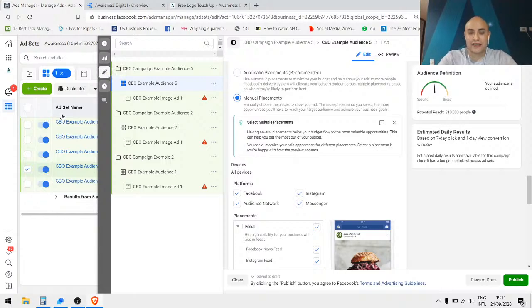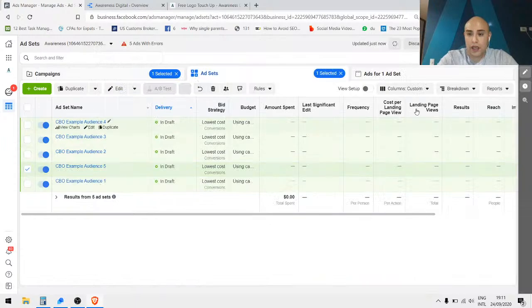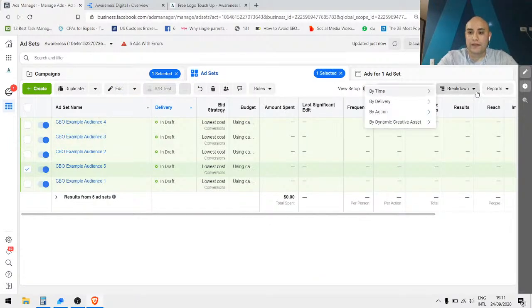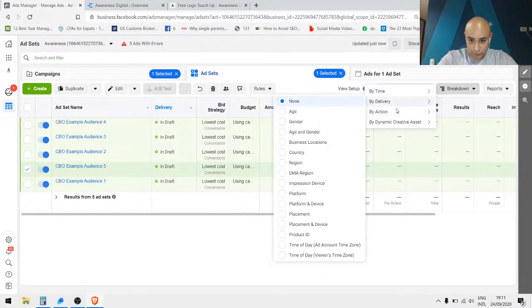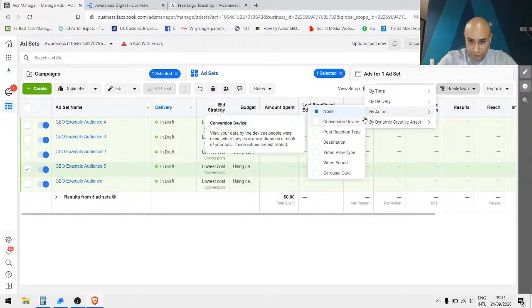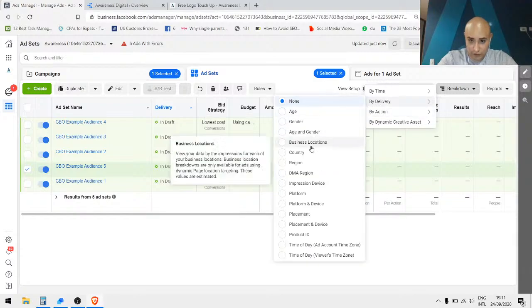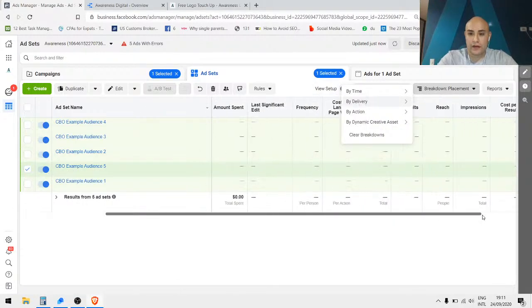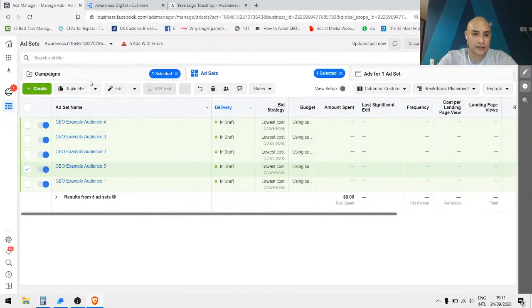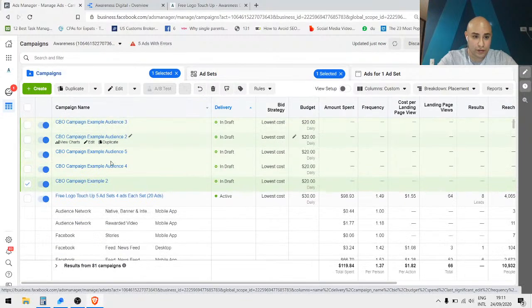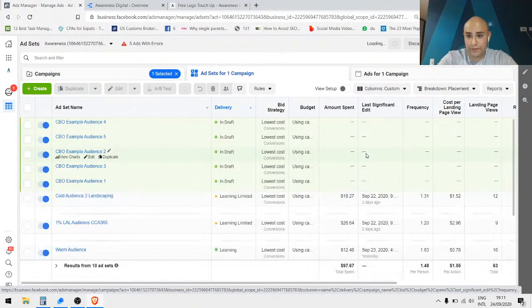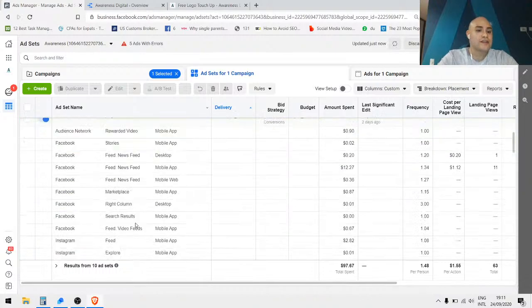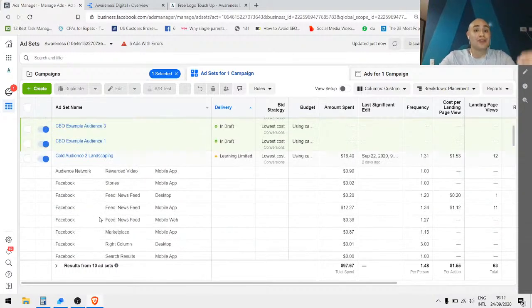Actually, I'll show you guys real quick. Let's close that out. You can go to breakdown, delivery, and you go to placement. And then you can go into the ad set. Well, not this one, because this one's our example, right? Let's go here. You can see here where the ads are, right?